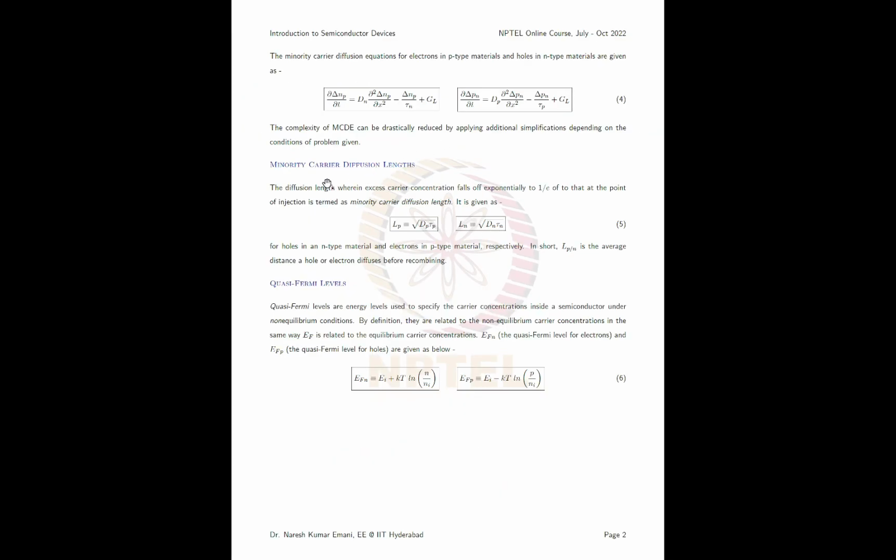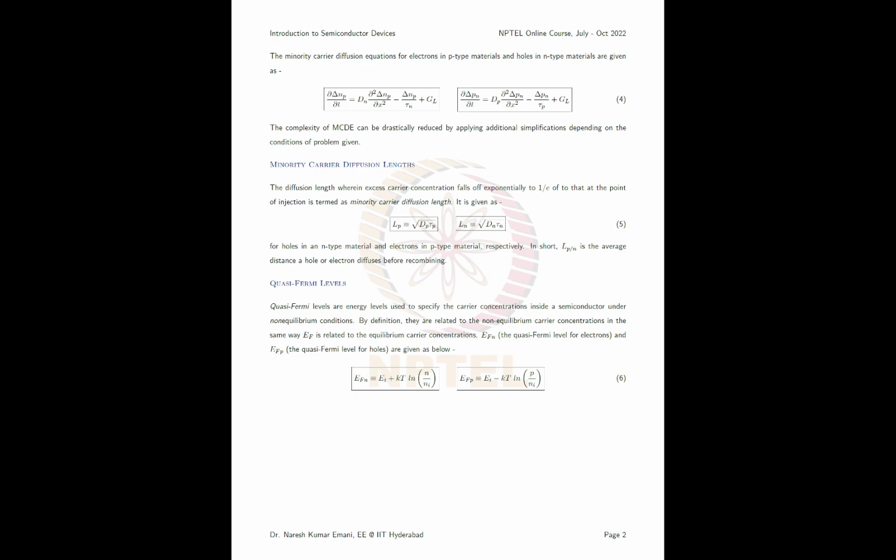Next is minority carrier diffusion length. The diffusion length, wherein the excess carrier concentration falls off exponentially to 1 by e of that at the point of injection, is termed the minority carrier diffusion length. If I perturb the system at point A, I inject electrons at point A, and point B is at a lower concentration, so the electrons will move from point A to point B.